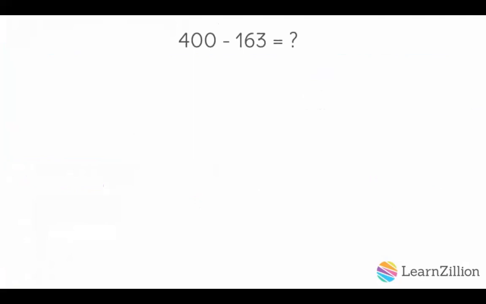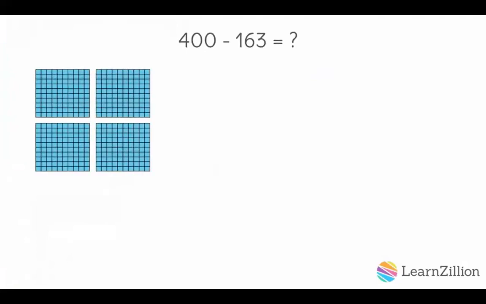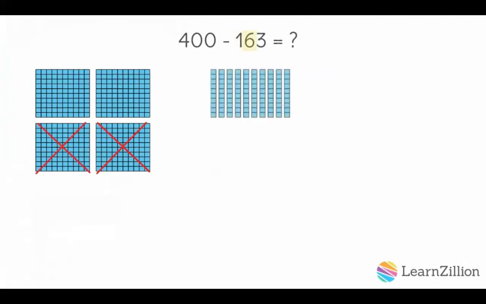Now let's look back to Dev's problem, 400 minus 163. We'll start by modeling the number 400 with base 10 blocks and use the strategy of subtracting by place value. We can subtract 100 from 400. But now we need to subtract 6 tens, and we don't have any to subtract from. It looks like we've run into a similar problem. We know that we can decompose 100 into 10 tens and still keep the same value on our board. Now we can subtract 6 tens or 60.